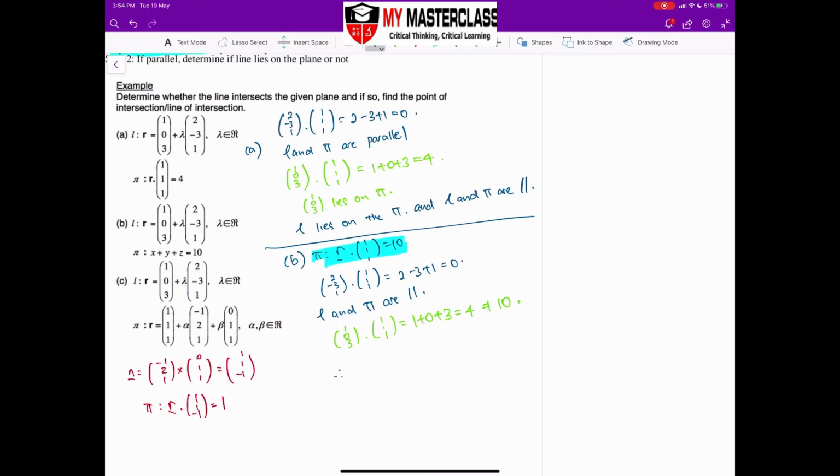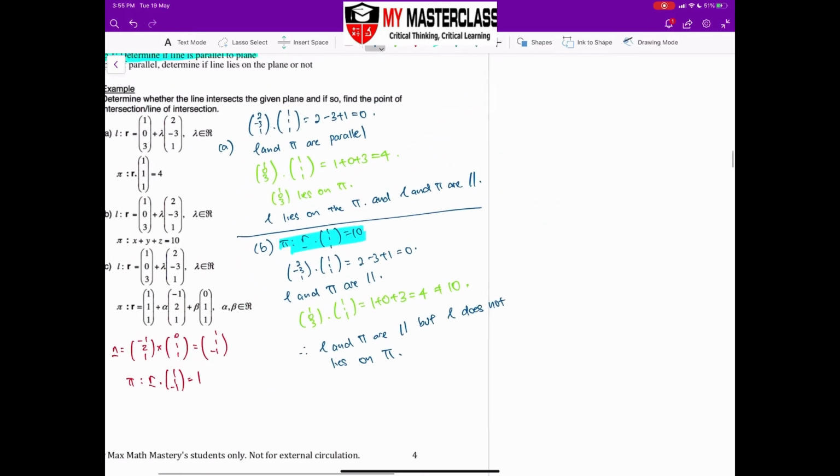Hence, the line and plane are parallel, but the line does not lie on the plane. Okay, that's how we determine part B.